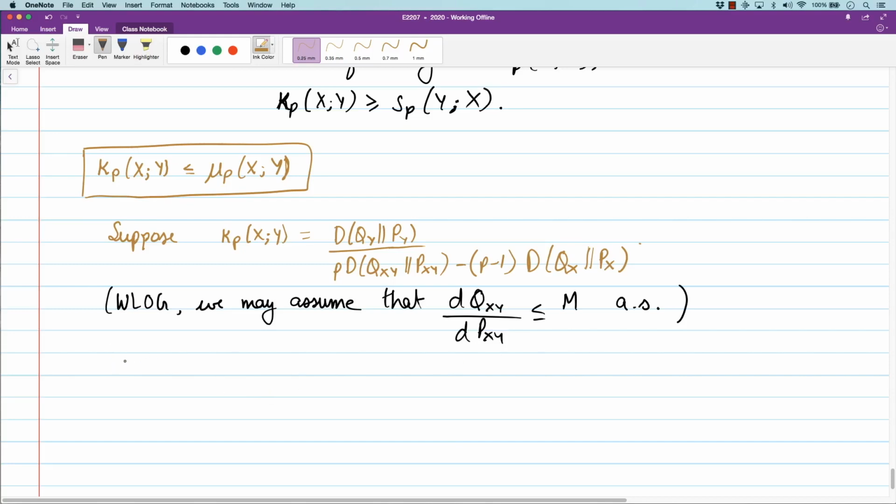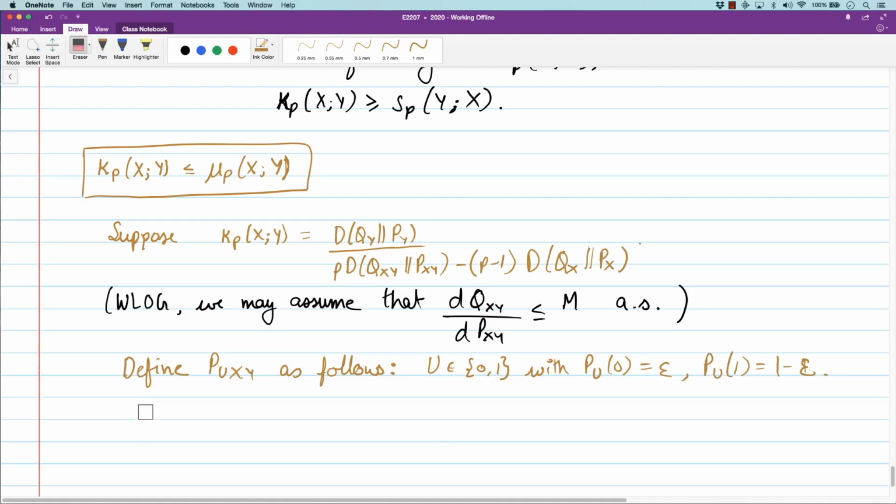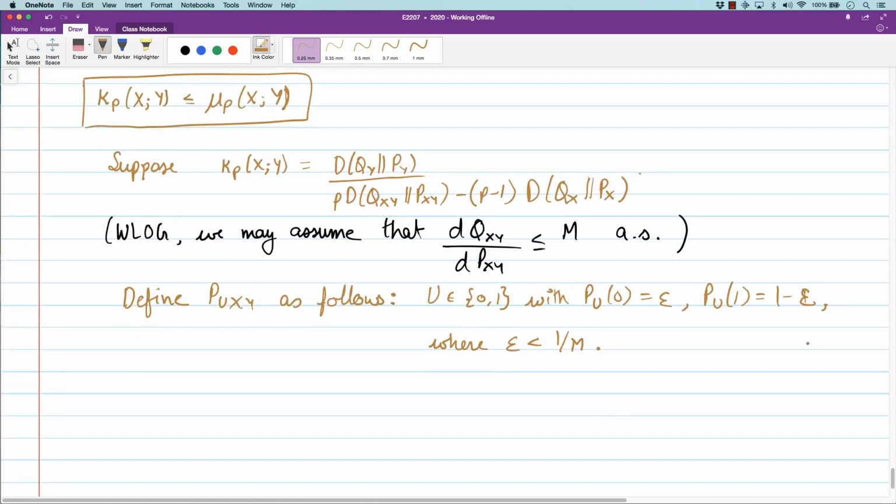Now, with this assumption, we can define this distribution p_uxy, which needs to have the marginal of xy corresponding to p_xy, as follows. U takes the values 0 and 1, with p_u of 0 equal to epsilon and p_u of 1 equal to 1 minus epsilon, where this epsilon is less than 1 by M. So this is the first part of the definition.